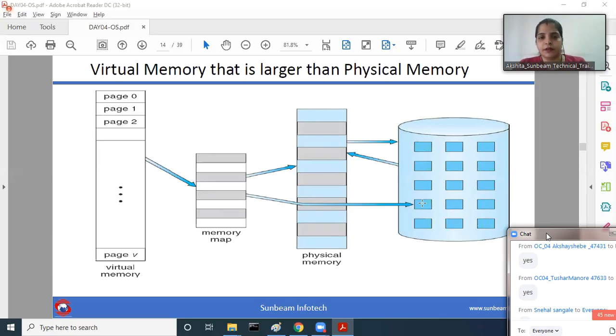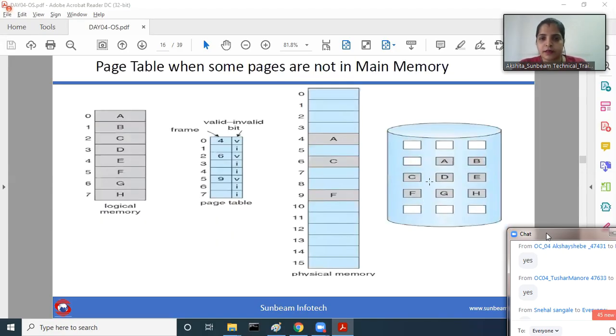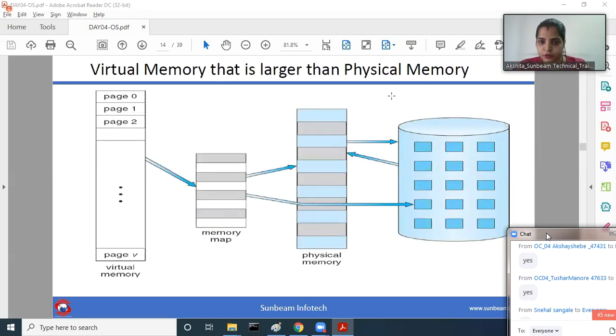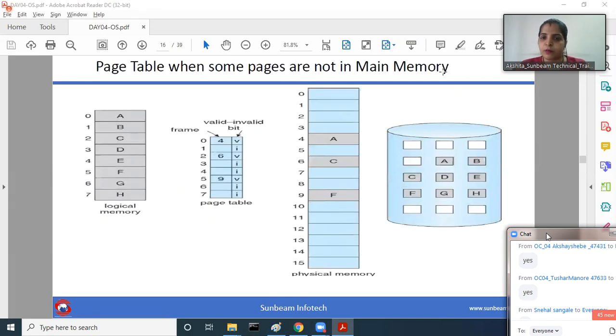Let us consider this diagram. Rather than going to this diagram, I will explain with the help of numbers. Now suppose how your virtual memory actually works. Inside the disk, I have A, B, C, D, E, F, G, H. These are the processes. And assume this is the process which I need to execute.